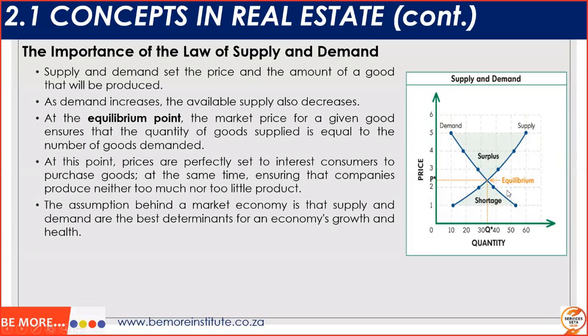And eventually, some suppliers will leave this particular market because they are not selling as they would have wanted to. So in a way, the market corrects itself. At this point, we say that prices are perfectly set to interest consumers to purchase goods, and at the same time, companies produce neither too much nor too little of a product. The assumption behind a market economy is that supply and demand are the best determinants for an economy's growth and health.